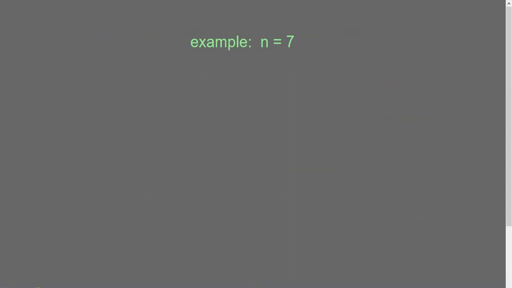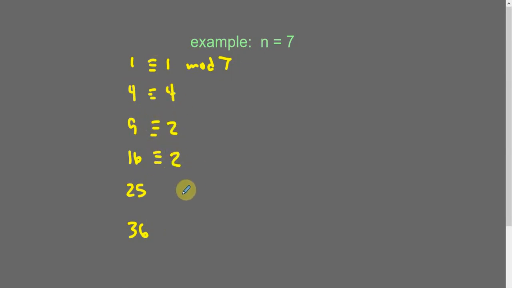Now let's do a known prime, 7. And again, let's look at numbers that we can take the square root of. So 1, 4, 9, 16, 25, 36, and I'll stop there. So when we mod by 7, we get 1 mod 7. 4 is 4 mod 7. 9 is 2 mod 7. 16 is 2 mod 7. 25 is 4 mod 7, right? 21, okay. And 36 is 1 mod 7.